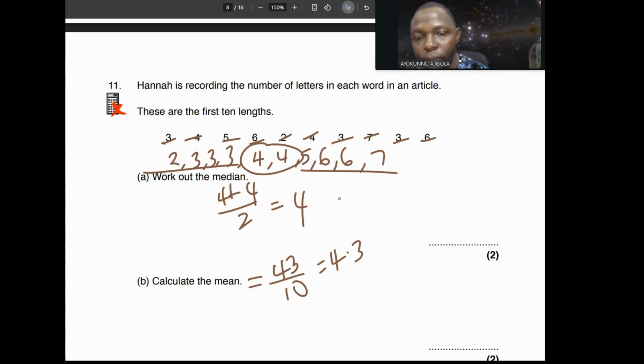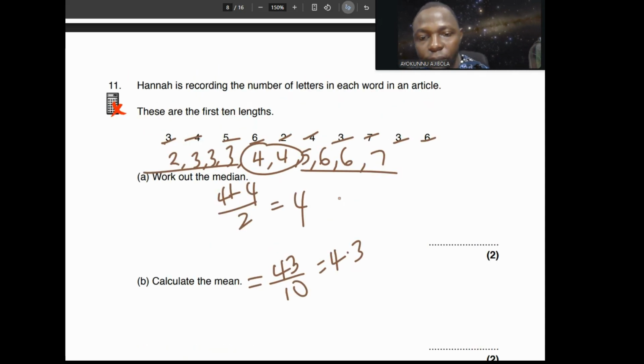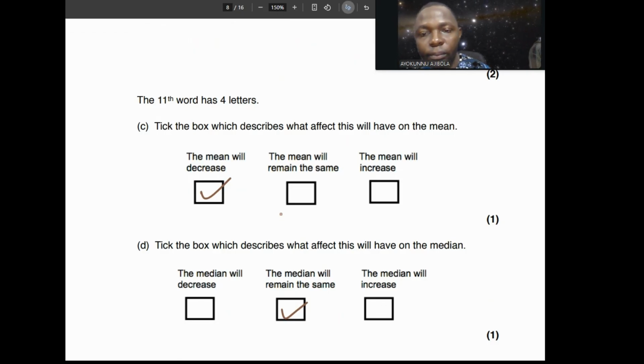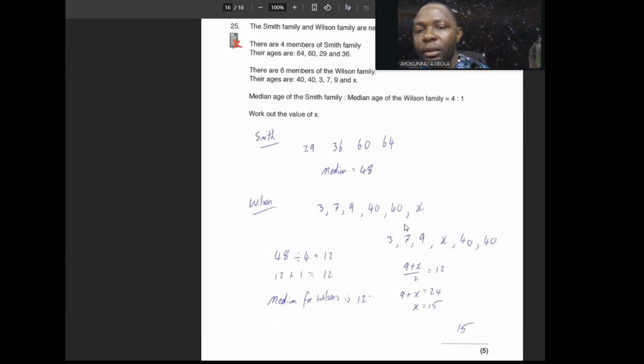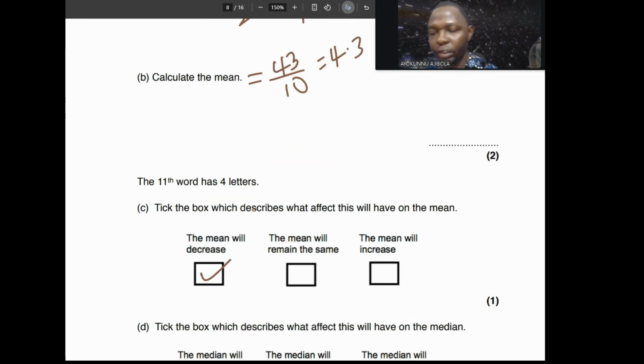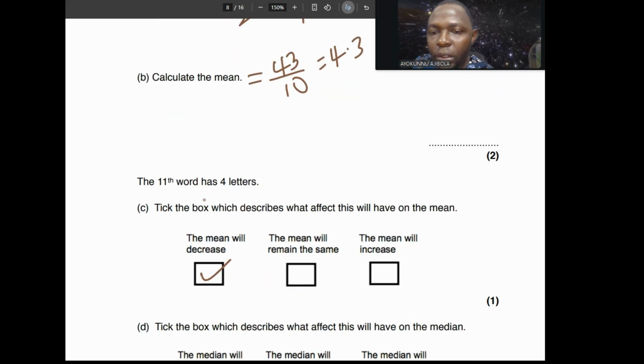I said 4. I said 4.3. What about the other part? I said that the mean will increase and the median will decrease. Wait, let's check that. Maybe you said it will increase, right? Yes. Let me check the guidebook. It said decrease and stay the same. So maybe you need some kind of explanation on why it should decrease and why it should stay the same.